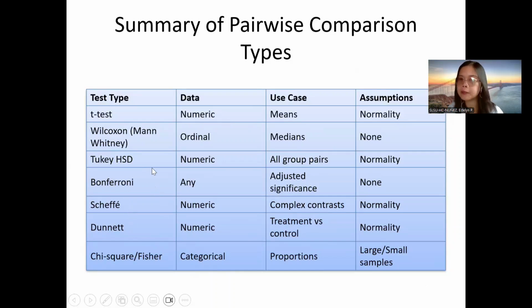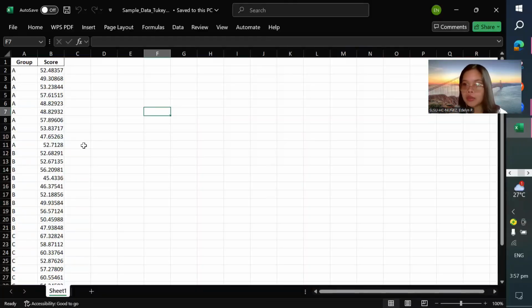And for this video, we will be just focusing on Tukey HSD, numeric, all group pairs, and normality. All right. Now, we will go to the use of Jamovi and how we will discuss the use of post-hoc analysis. Okay, so right now we're going to use Tukey HSD in testing whether there is a significant difference between the groups with respect to their scores.